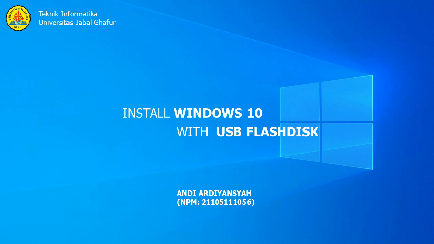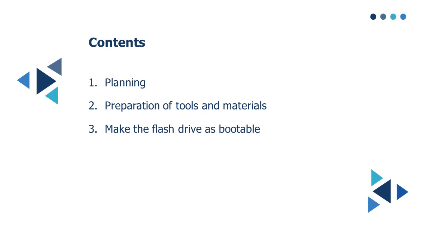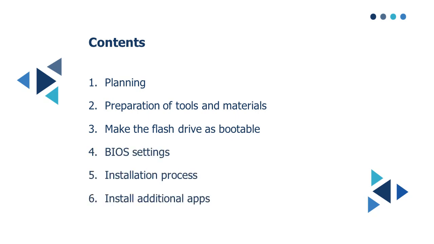Today, I'll explain to you how to install Windows 10 using a USB flash disk. It's very easy for you if you follow step by step. Alright, let's begin. What are the steps we need to take? So, first is planning. Second, preparation of tools. Third, make the flash drive bootable. Fourth, BIOS settings. Fifth, installation process. And last, install additional apps.